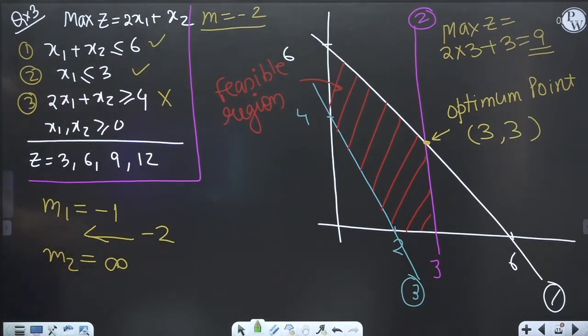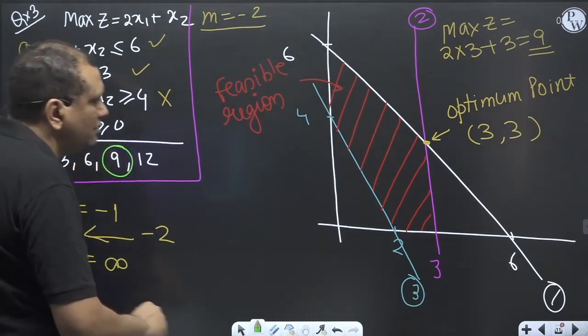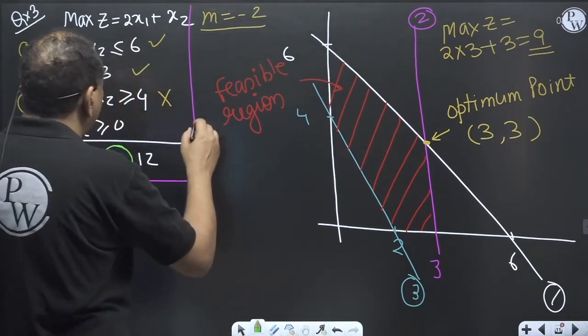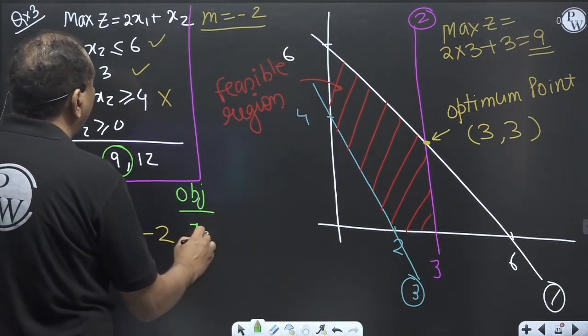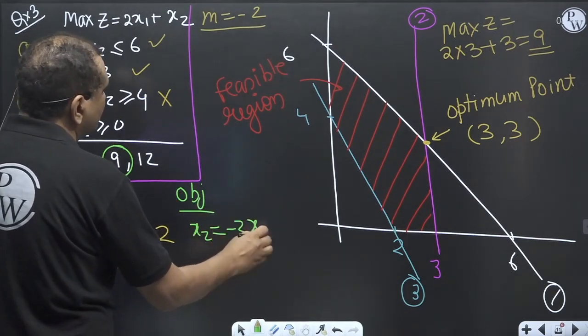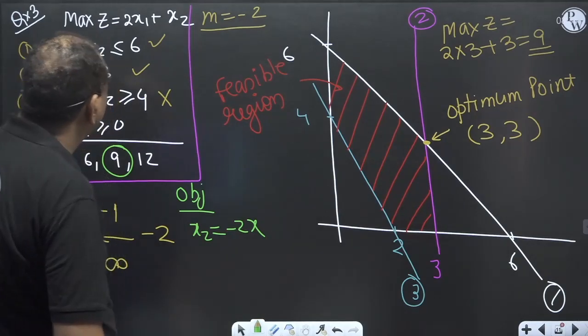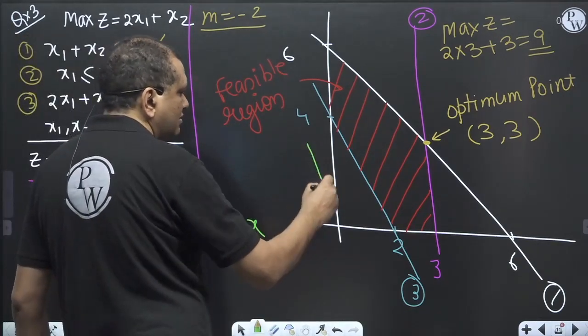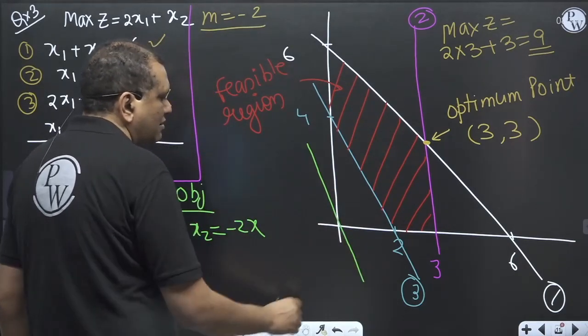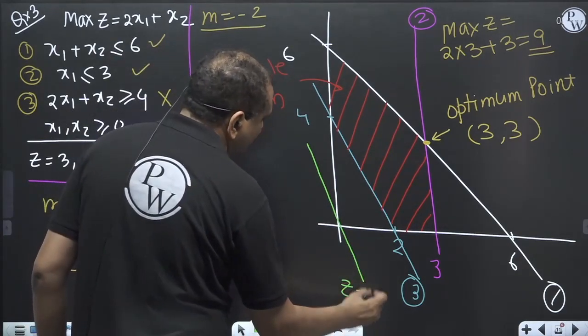Now the question is asking a very interesting thing. Draw the lines of these. So 9 is the optimum one. The objective function is x2 equals -2x1, so it is like this. So z equals 0.